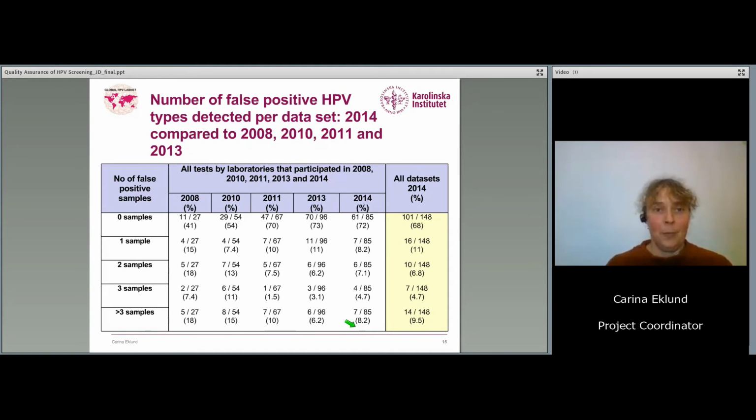And like I said, the important thing that has improved is the number of false positive tests reported. In 2008, it was 41% of the laboratories that had no false positive result, and in 2014, it was 72%. This is still rather low. It should be, I think, close to 100% that have no false positive results. And it seems that a lot of people still have more than 3 false positive results in each sample. And these are laboratories that have performed HPV testing for more than 6 years.